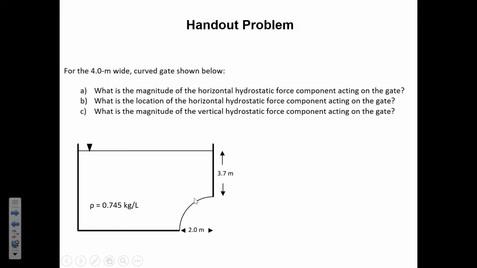All right, so here's the handout problem. This is similar to the shape that we looked at before, where we have a curved plate holding back water. In this one, you don't have to find the location of the vertical forces. We want to know the magnitude and the location of the horizontal hydrostatic forces, but for vertical, all you need to do is find the magnitude.